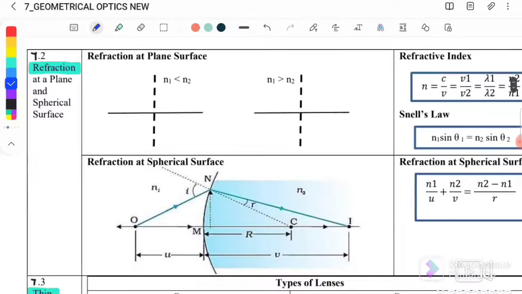Next we'll go to refraction. For refraction, first we will go to the plane surface. Refraction on the plane surface is something you already learned during secondary school, so we just recall it.